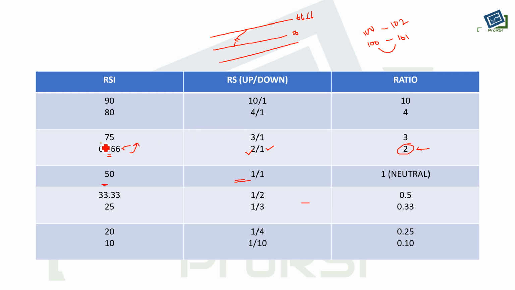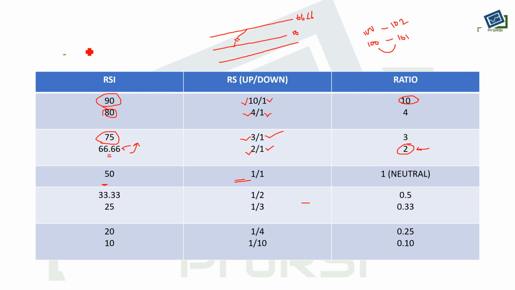When it reaches 75, to move above 75, a 3 point move in the price is required to move RSI 1 point. As it reaches the 80 level, a 4 point move in the price is required to move RSI 1 point above 80. And when it reaches the 90 level, just imagine, a 10 point move in price is required to move RSI 1 point. The ratio is 1 to 10.